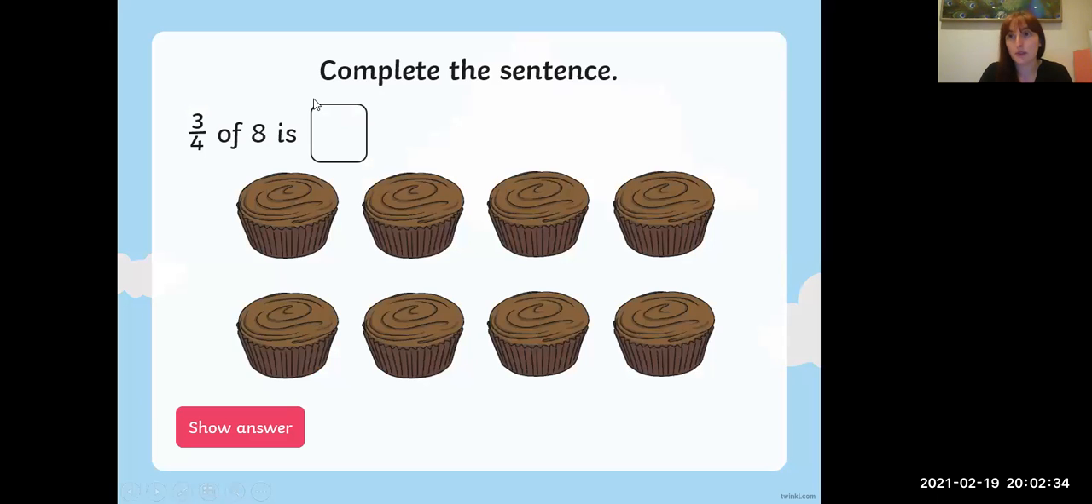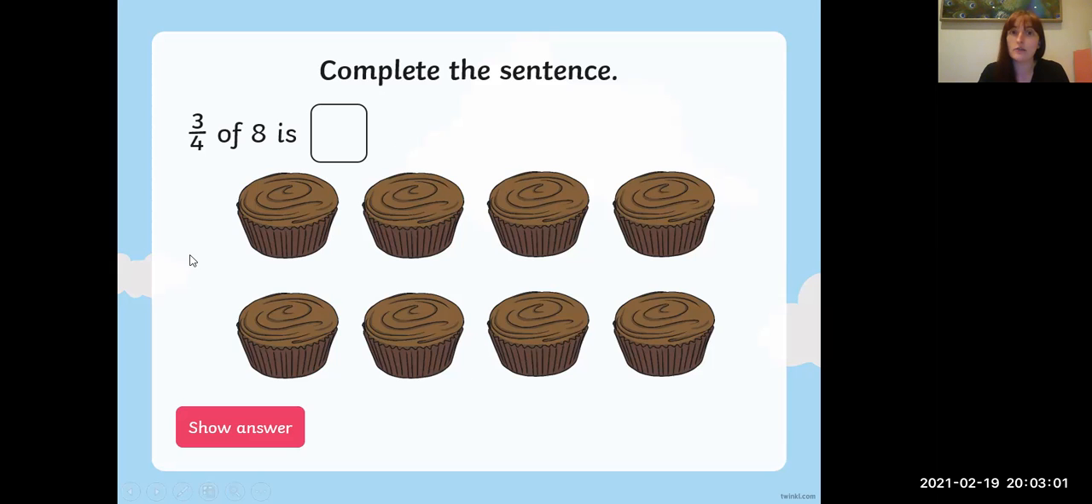Right, one last one to have a little look at. You might want to draw this yourself. Don't worry about drawing beautiful cupcakes, just draw circles. It's a representation, it'll be fine. So I've got 8 cupcakes. 1, 2, 3, 4, 5, 6, 7, 8. I want how much? How many? What fraction am I looking at this time? It's 3/4, isn't it?